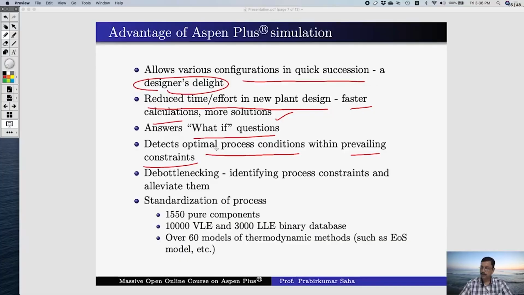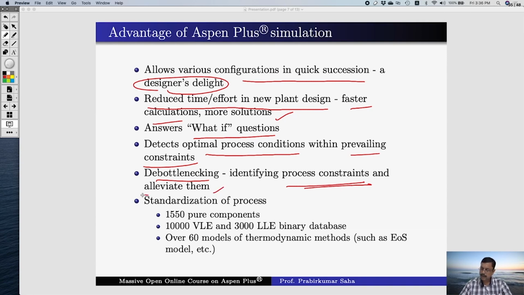Sometimes a hard constraint comes, like suppose the calculation arrives at a 110% valve opening. But in real life, 110% valve opening is not possible. A valve can open only up to 100%, not more than that. But in real life calculation, when we want to do some optimization, this kind of constraint will come into the picture and we have to work with them. So debottlenecking, that means identifying those process constraints and alleviating them, is also possible with Aspen Plus.